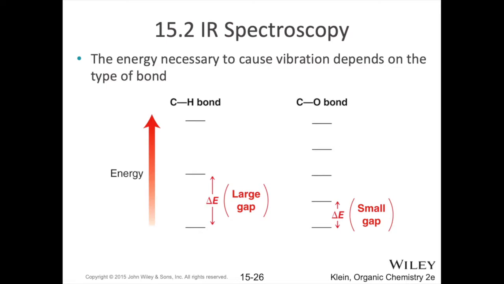Why do we have different wavelengths of infrared light that get picked up? The reason for this is that the energy gaps between these different vibrational states, or these different quantum states, are different.